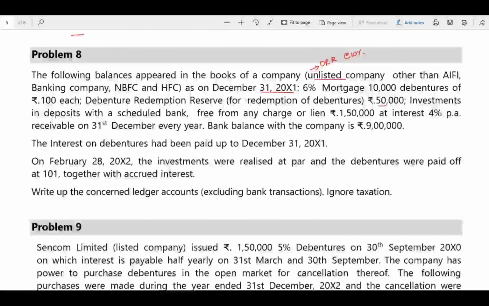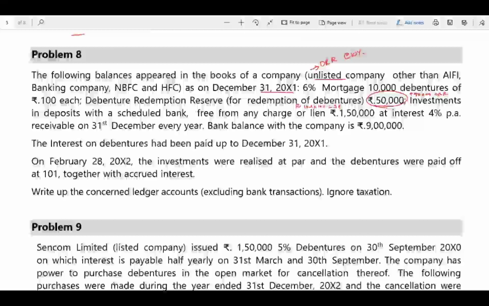Correct? So take your calculator and calculate. 10,000 debentures into 100, which amounts to 10 lakh, into 10%. That means 1 lakh DRR is supposed to be there. How much should be there? 10 lakh face value into 10%, it should be 1 lakh. But they have maintained only 50,000. So there is a shortfall of 50,000. I am supposed to create DRR before redemption. This is how the problem will start. So first that shortfall of 50,000 I am supposed to create.